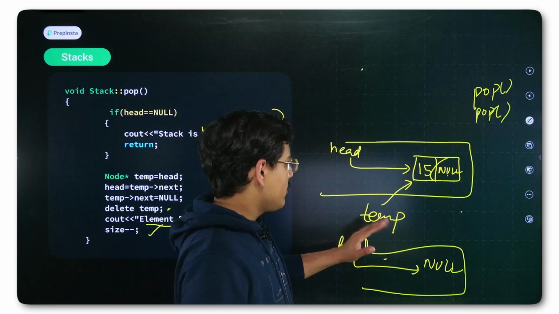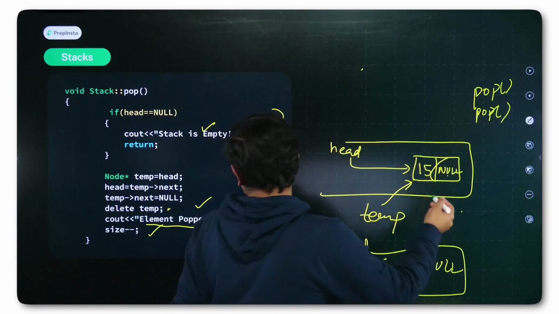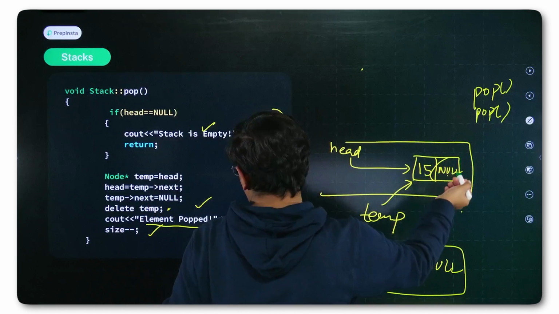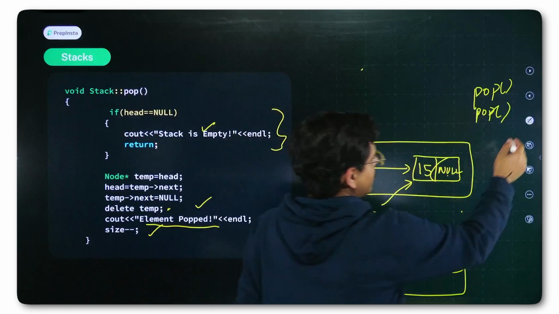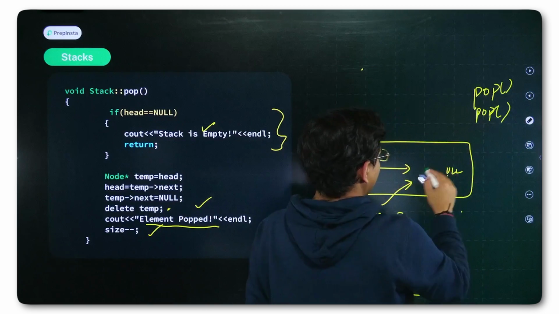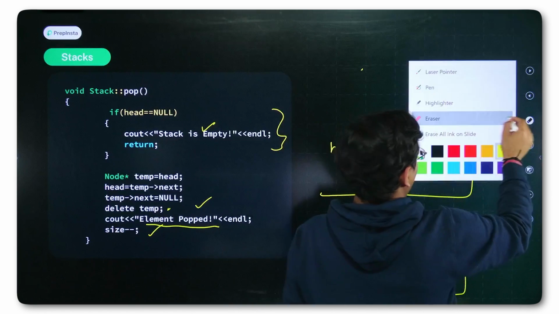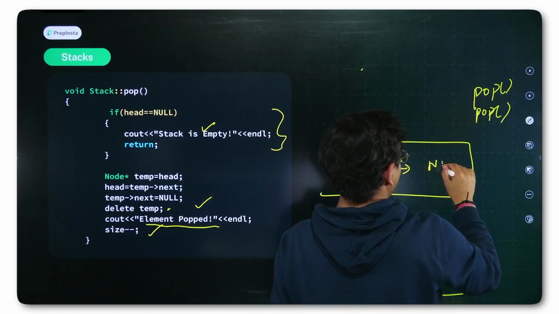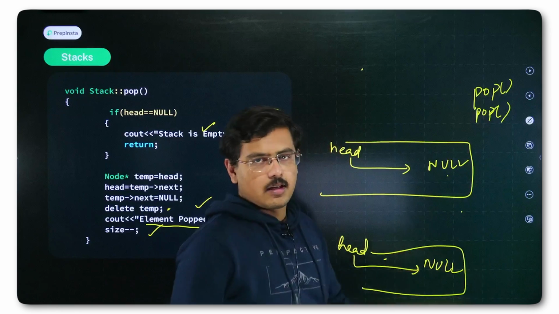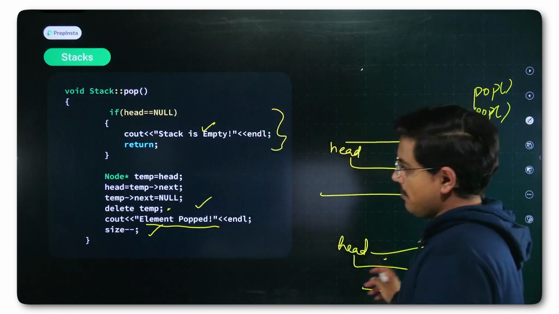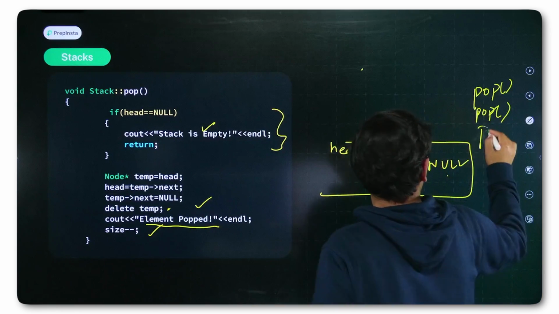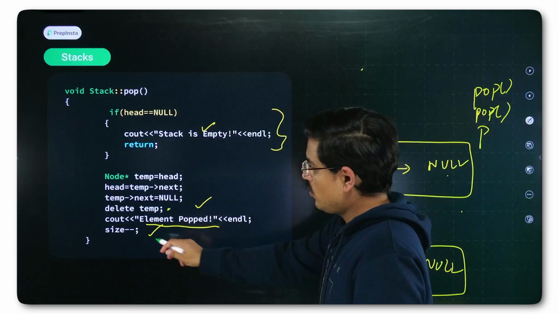Now when this stack is empty, I'll update the next portion with null, which is already there, and then I'll delete this. Fine, so I delete this. So nothing happens. All I can say is now null exists here, nothing exists here. Fine, the stack is empty. And size gets decremented to 0.